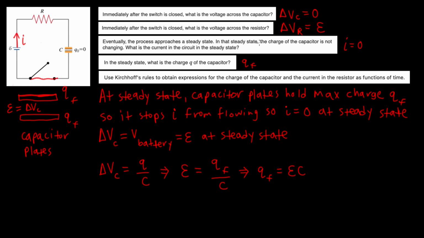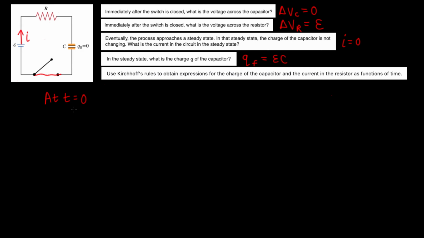And so since the capacitor at steady state is holding the maximum amount of charge, which we just found, that's the reason why the capacitor prevents any more charge from flowing in the circuit, because it's already holding a maximum charge. So it doesn't need any more charge, so it'll just prevent any current from flowing in the circuit. So that's why the current is equal to 0 at steady state.